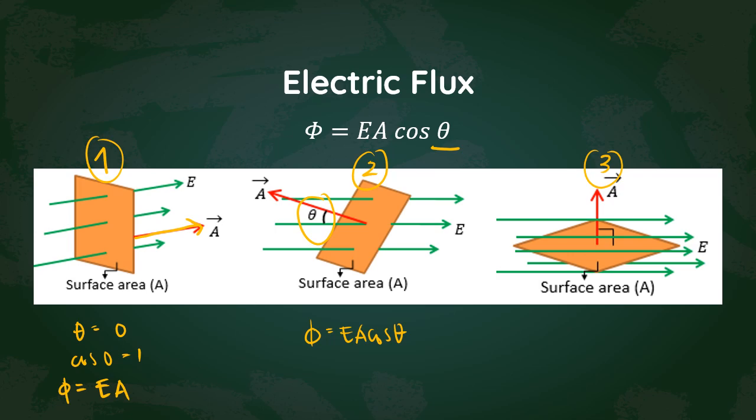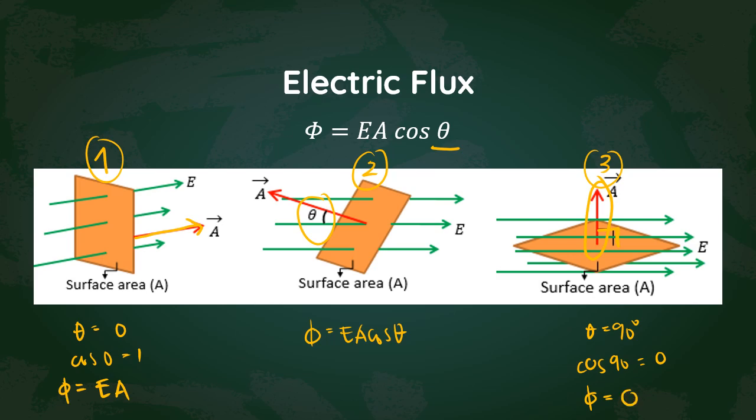For the last illustration, situation 3, we have the surface which is parallel to the electric field. When the surface is parallel to the electric field, the area vector will be perpendicular to the electric field. As you can see here, the area vector forms a 90-degree angle with respect to the electric field. When the angle is 90 degrees, remember that cosine 90 is equal to 0, and anything multiplied by 0 is 0. That's why the electric flux at this point will be equal to 0.